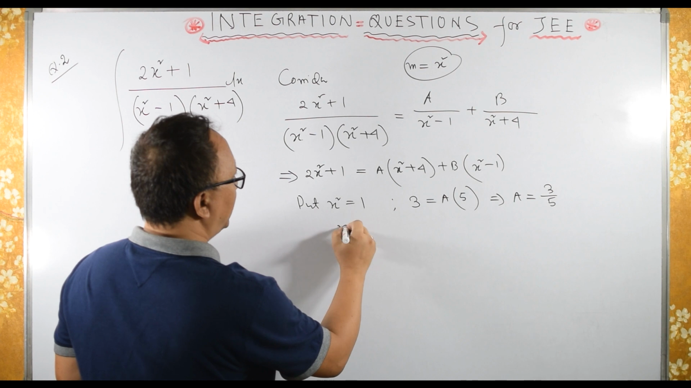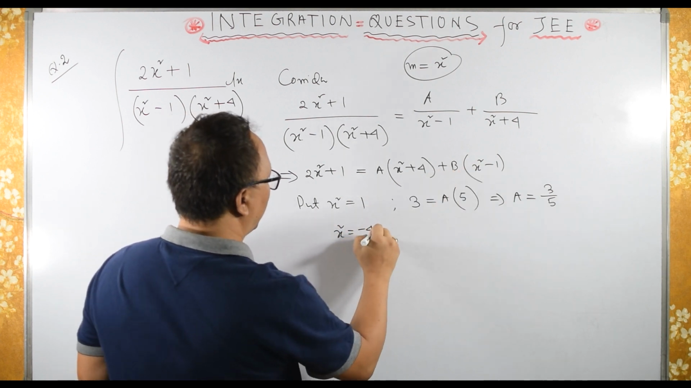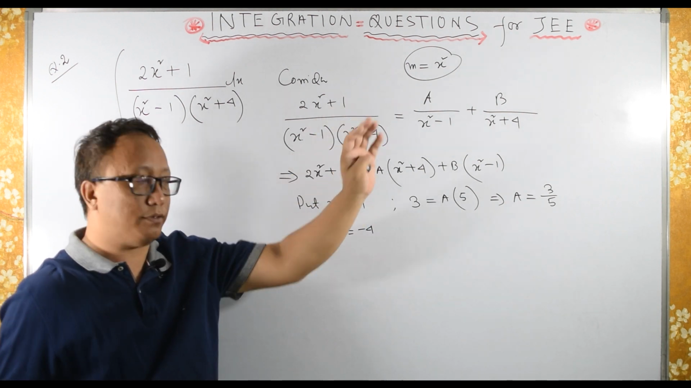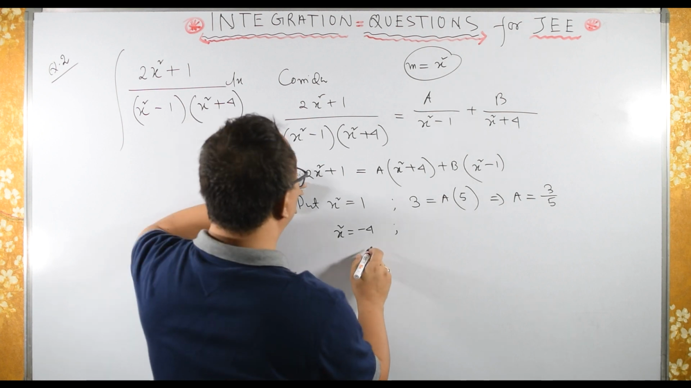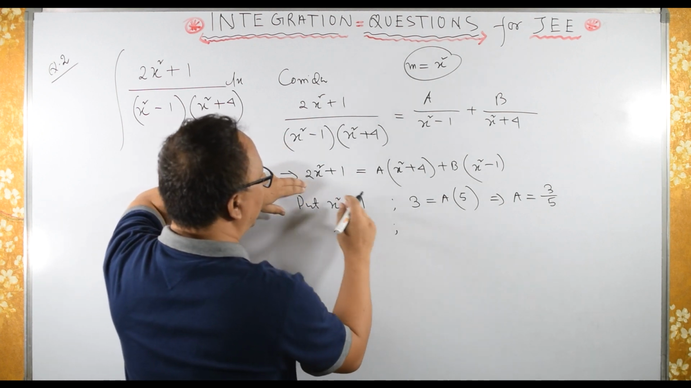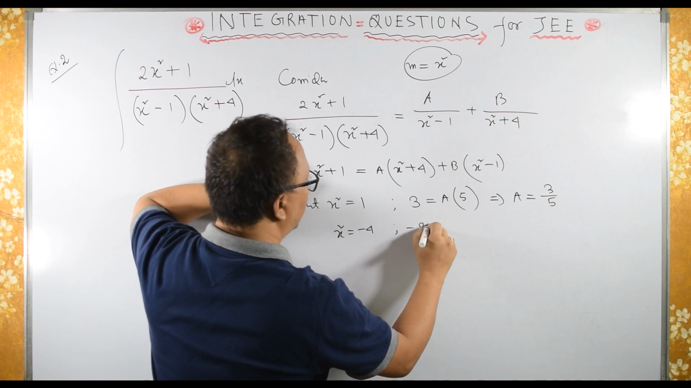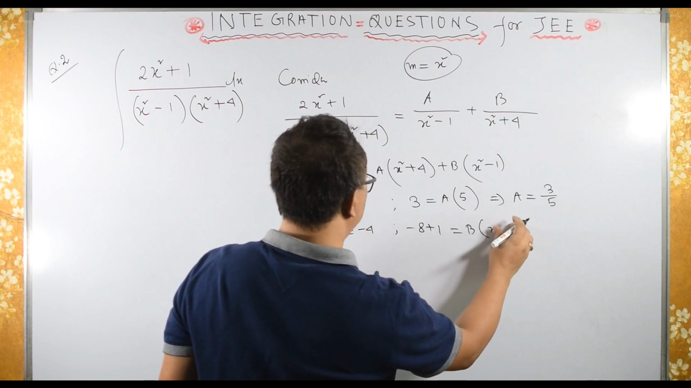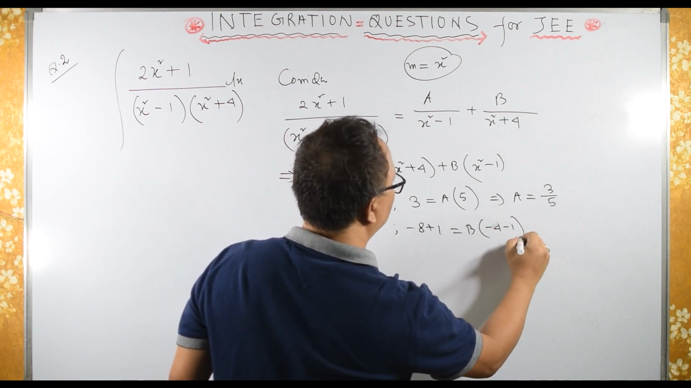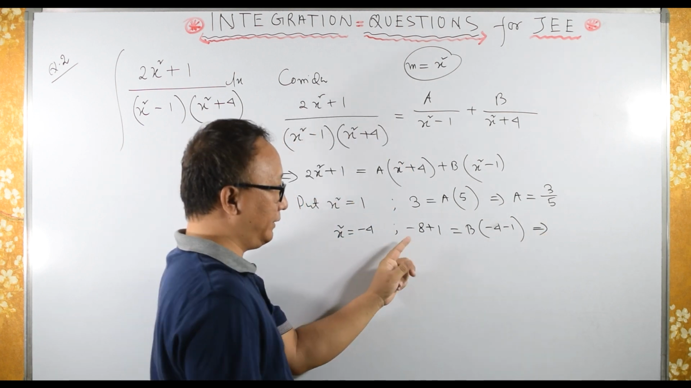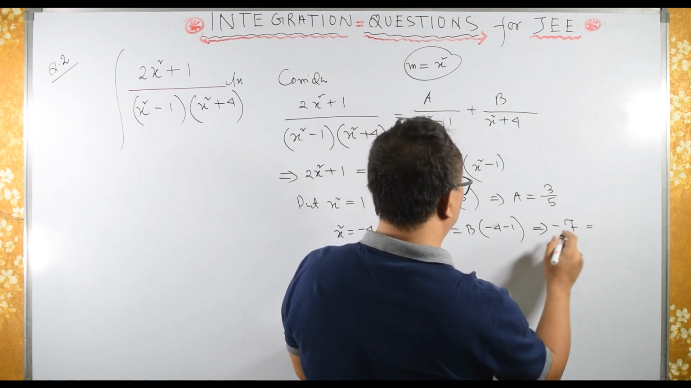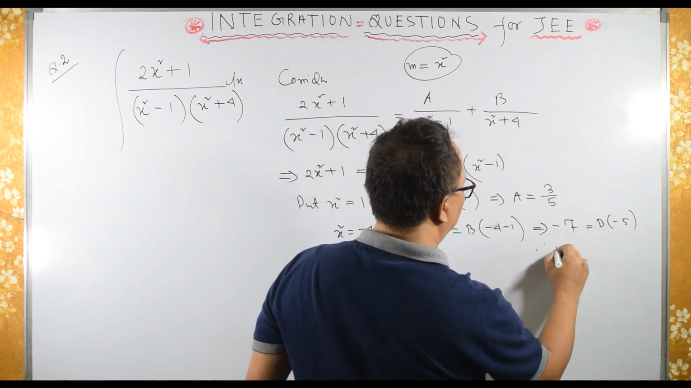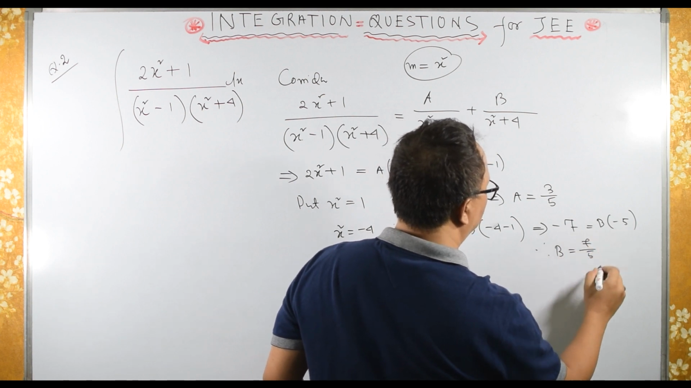Similarly, if I substitute x squared equals minus 4, just for the time being consider x squared as some m. So minus 4 into 2 is minus 8, and minus 8 plus 1 equals b into (x squared minus 1), where x squared is minus 4, so minus 4 minus 1. This gives minus 7 equals b into minus 5. Therefore b is 7 by 5.